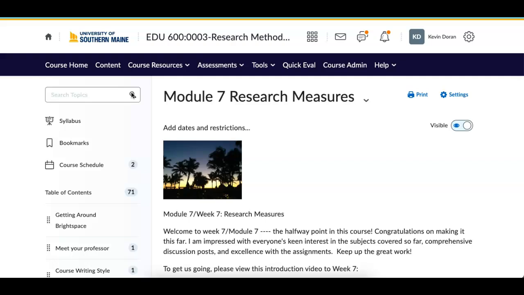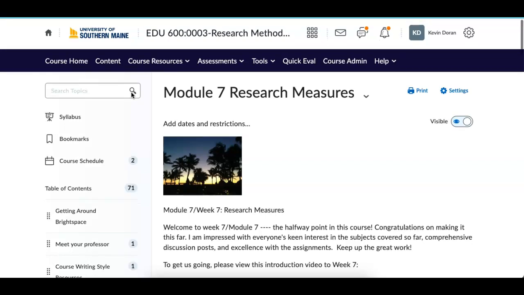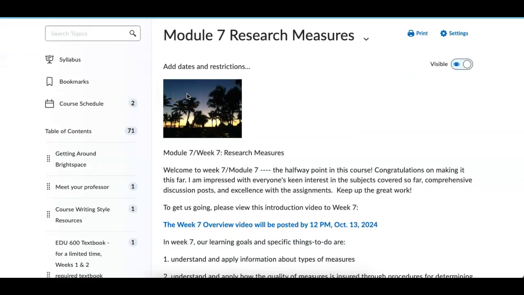On Monday, October 14th, we start week number 7 or module number 7, depending upon how you look at the week. Some professors use modules and some use weeks, and I seem to use both. So I will try to be brief with the instructions for this week. Now, all of the materials, as you know, are available at this point, and I'll get right to it.